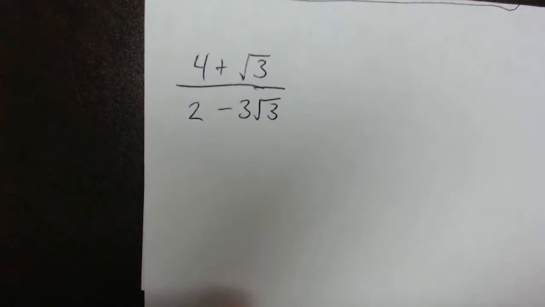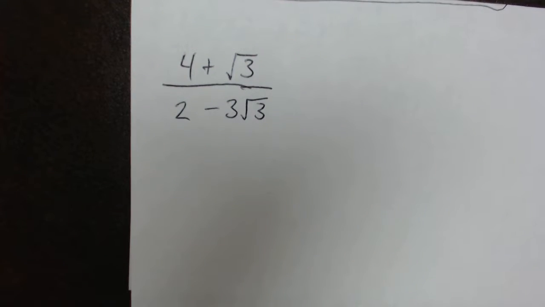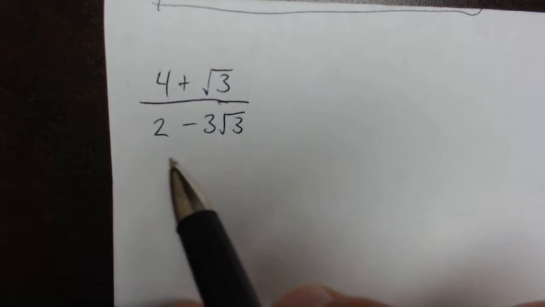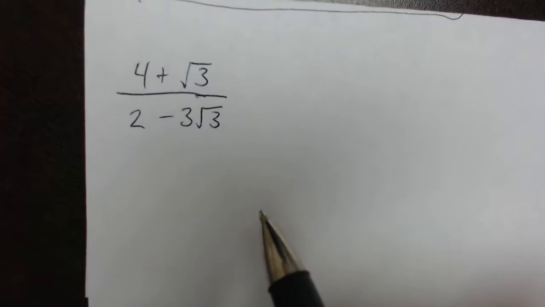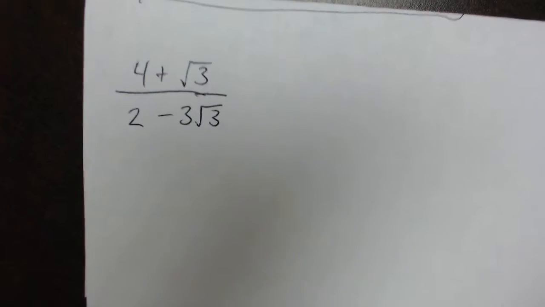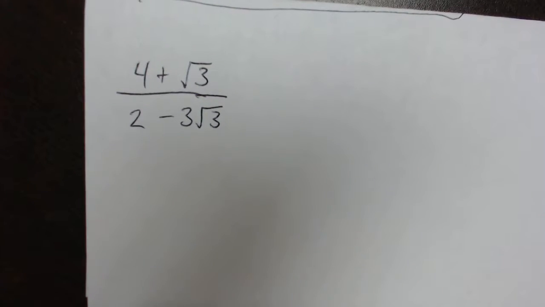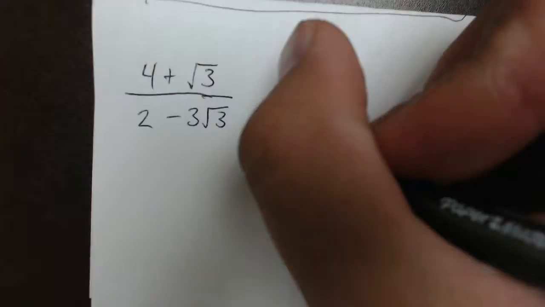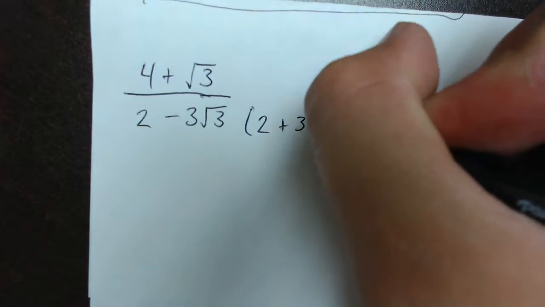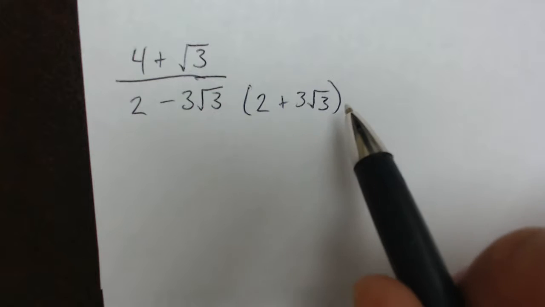We cannot have a radical in the denominator. That makes it an irrational number. The way we get rid of this is, since we have a binomial of 2 minus 3 root 3, we multiply by the conjugate, which is the exact same number except we change the sign in the middle. So instead of 2 minus 3 root 3, we multiply by 2 plus 3 root 3, so that we can completely eliminate the radical.